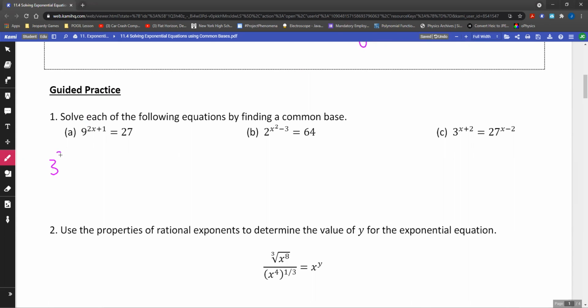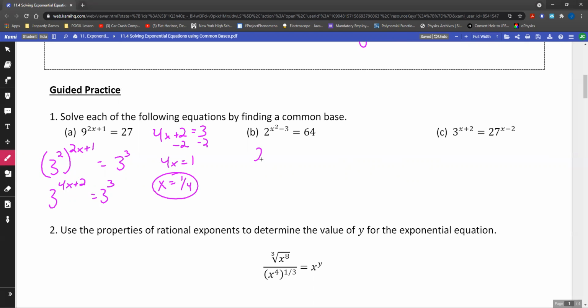This becomes 3 squared, 2x plus 1, and this is 3 cubed. Multiply everything by 2, so this becomes 4x plus 2. Setting these exponents equal to each other. And I get x equals a fourth.